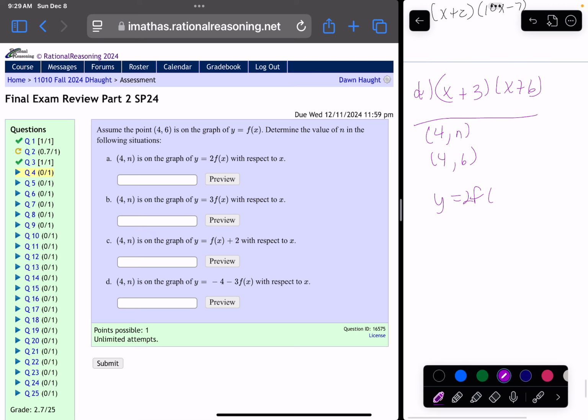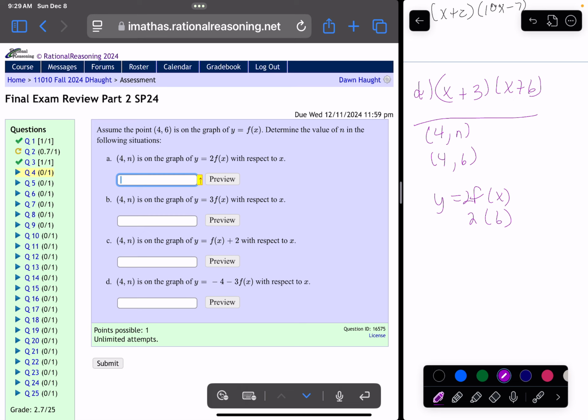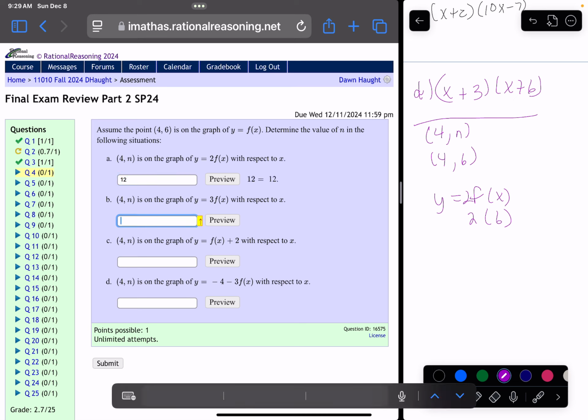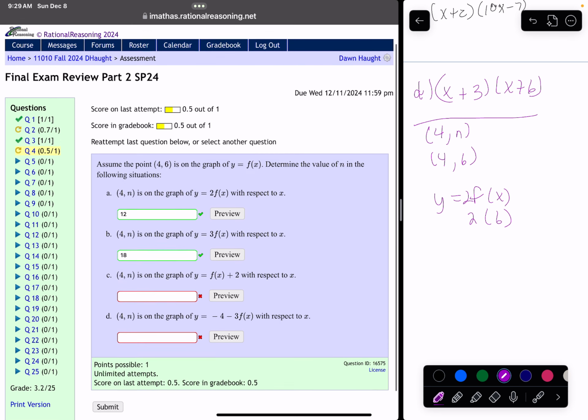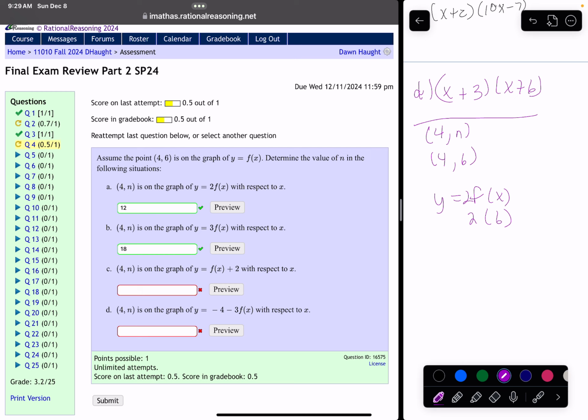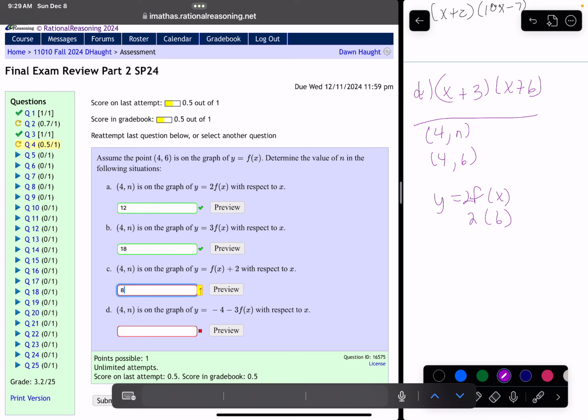Well, when the 2 is on the outside of a function, you're just going to change the y value by multiplying by 2. Our original y value was 6. Now, so this would change. It would become a 12. This one would multiply that y value by 3. So 3 times 6 is 18. We'll check those first just to make sure that we're on the right track. Now, 4 adds 2 to our y value. So our y value originally was 6. Now our y value is 8.